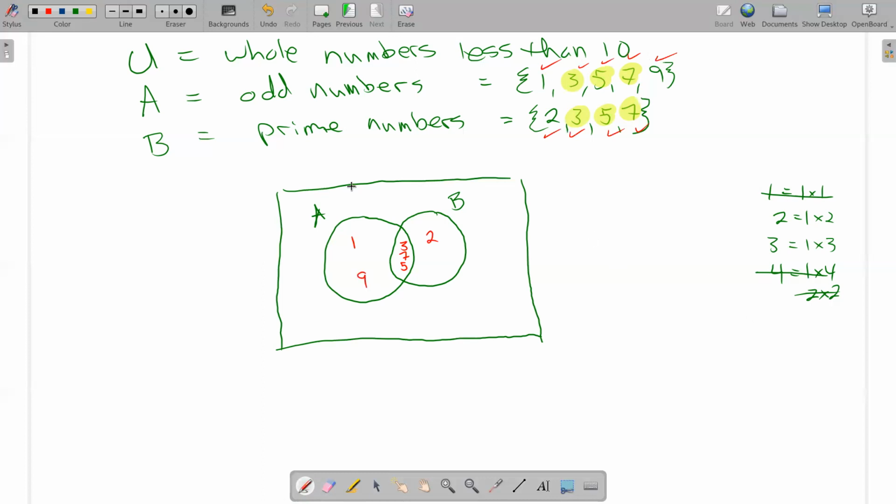And then if I want to complete my universe, and the universe is the whole rectangle, I just list whatever's not accounted for. So let's see, we have 1, 2, 3, we're missing 4. We got 5, we're missing 6, 7, missing 8, and then we have 9. So let's double check again. 1, 2, 3, 4, 5, 6, 7, 8, 9. Everything's listed exactly once. A has all of its 5 elements. B has all of its 4 elements, and there happens to be some overlap there in the middle.